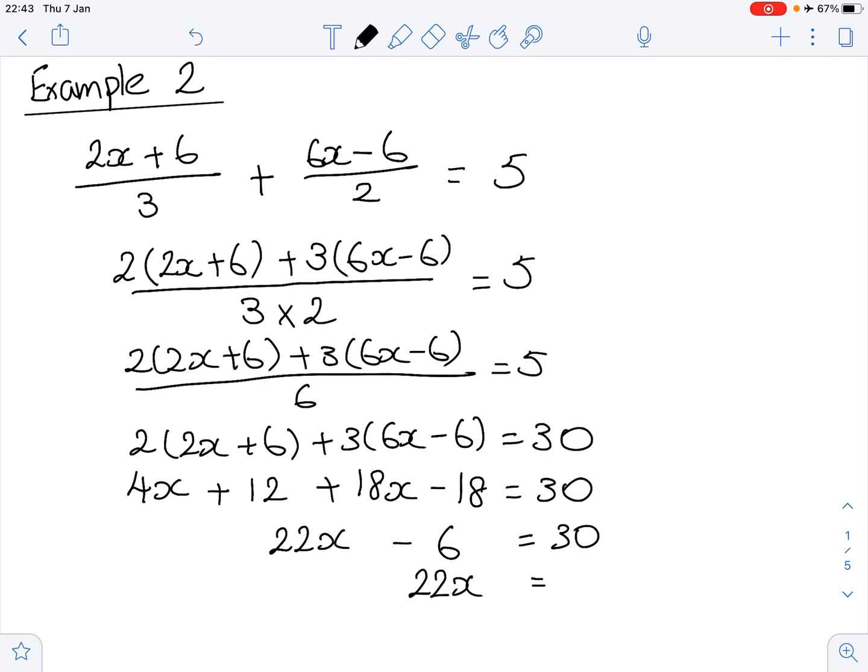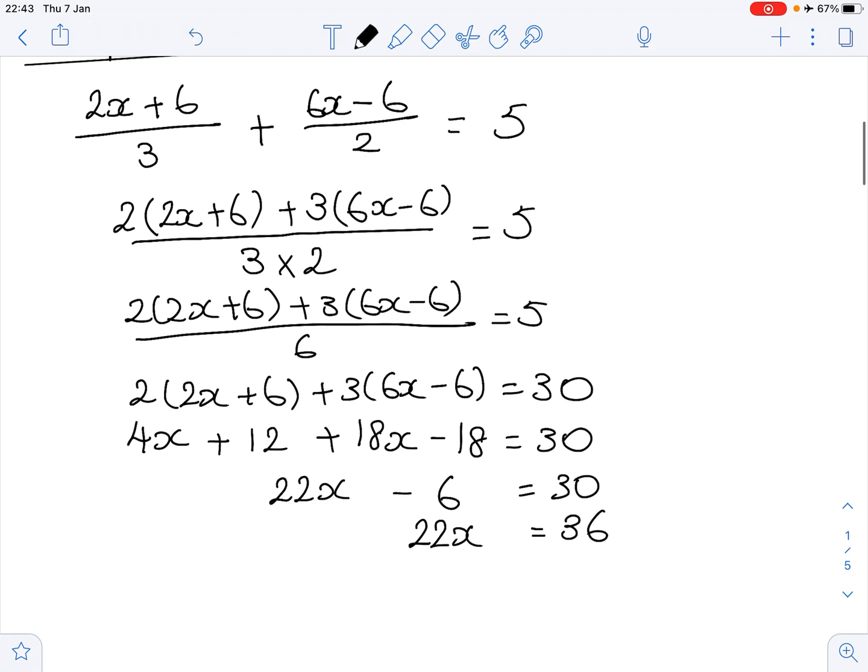So we have 22x equals, we add 6 on both sides, so it's going to equal 36. So our x would equal 36 divided by 22, and simplify this, divide the top and bottom both by 2, so we get 18 over 11. Make sure you have all the examples copied down in your book.